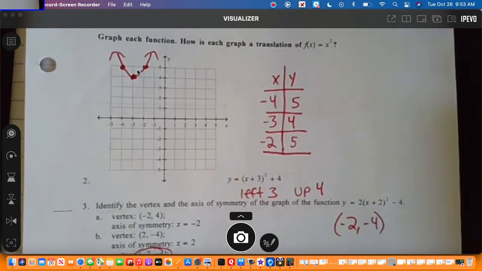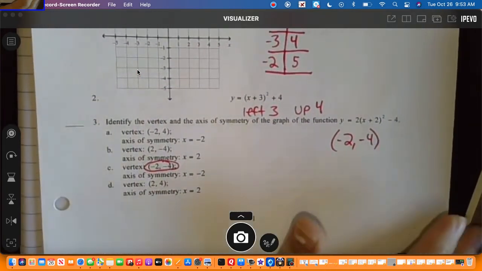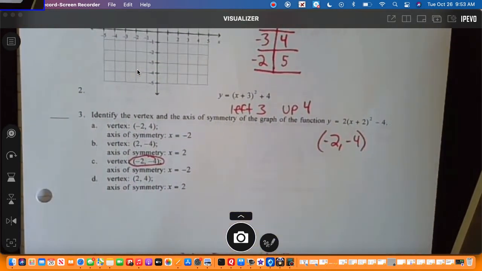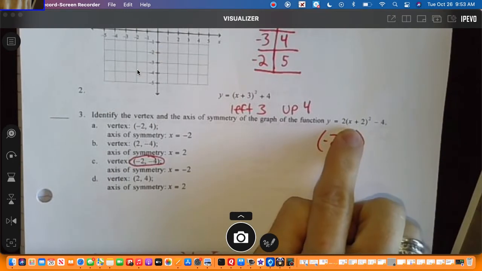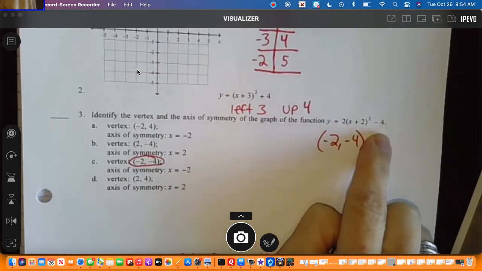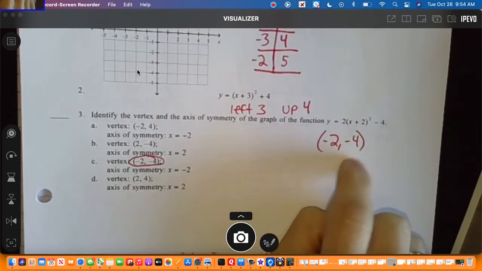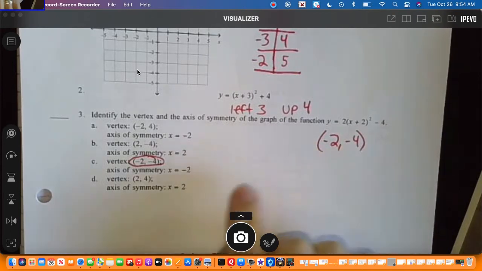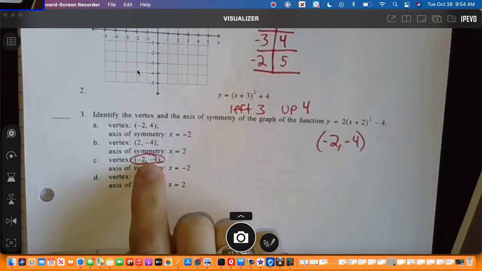All right, on this one, they just want the vertex and the axis of symmetry. Again, I'm sorry the answer's already on there. But where do you move? To the left. You're going to go left 2, then down 4. Guess what? That's your vertex. Negative 2, negative 4. So if you look, there's only one of them with that answer.